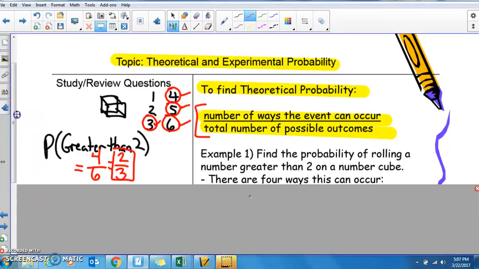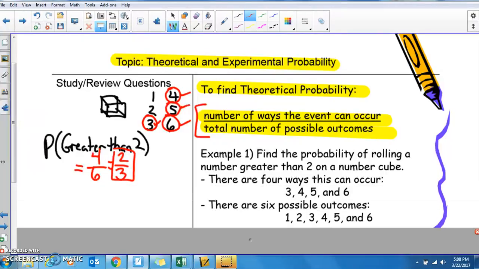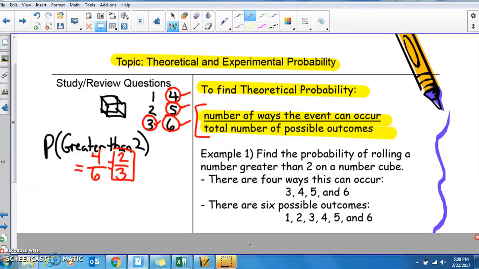Okay, it's the number of ways the event can occur over the total number of possible outcomes. So, as it has right here, this is basically the same thing as what I just did. So you don't need to recopy that. But if you will, copy this down, please. So this is the probability of rolling a dice and it landing on a number greater than 2. So, let's move on.